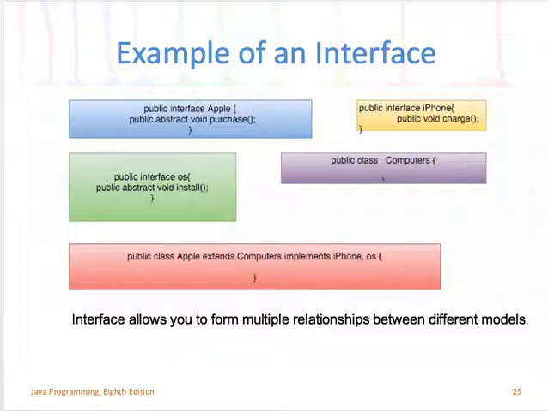So in this example here, we have public interface Apple. We have abstract void purchase. And then in our iPhone one, we have void charge. And for computers, we just have a public class computers. Our interface for OS as an abstract. And then we say public class Apple extends computers, because we're extending the computer class and we're implementing the iPhone OS. We're putting information there. So this interface allows you to form multiple relationships between different models.